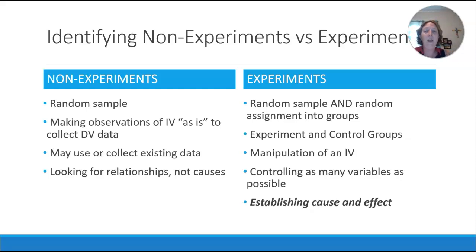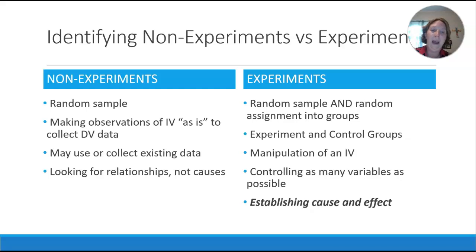In non-experiments, in all research, you should have a random sample. You should always pick your people randomly and not try to be biased to who you have participating. In non-experiments, you are making observations of the independent variable as it is to collect the dependent variable of data. You're not manipulating what people are drinking. You're not manipulating the temperature of a classroom. You're not manipulating meditation music in a stressful situation. You're not changing anything. You're just letting something happen, and then you're collecting or measuring information. You may use or collect existing data, and you're looking for relationships between things, not causes.